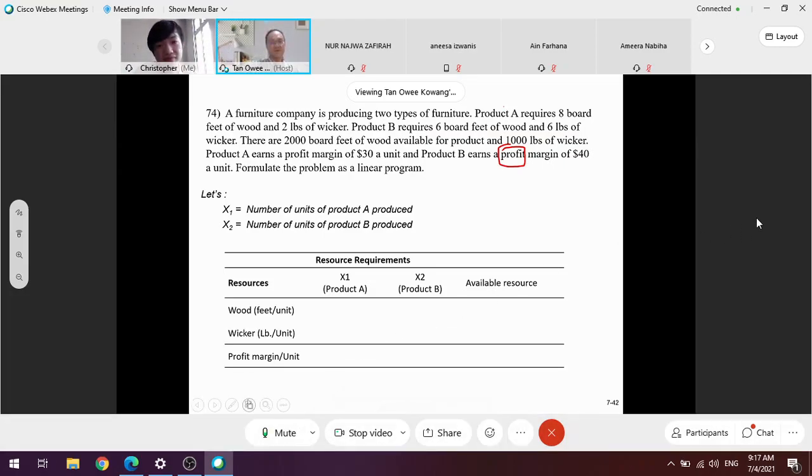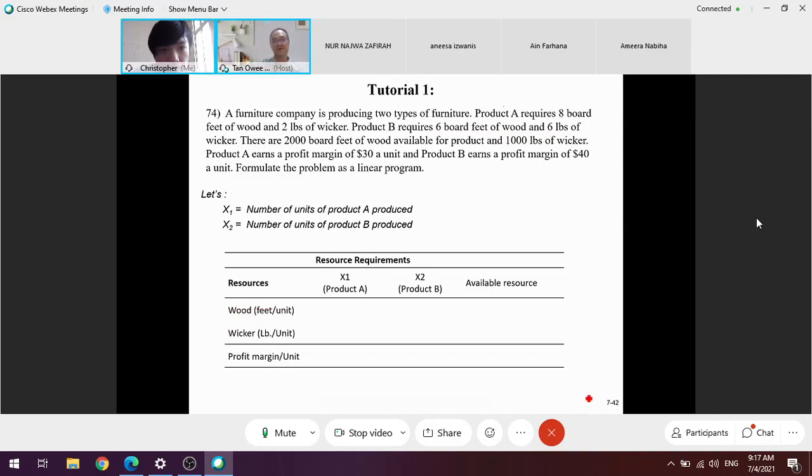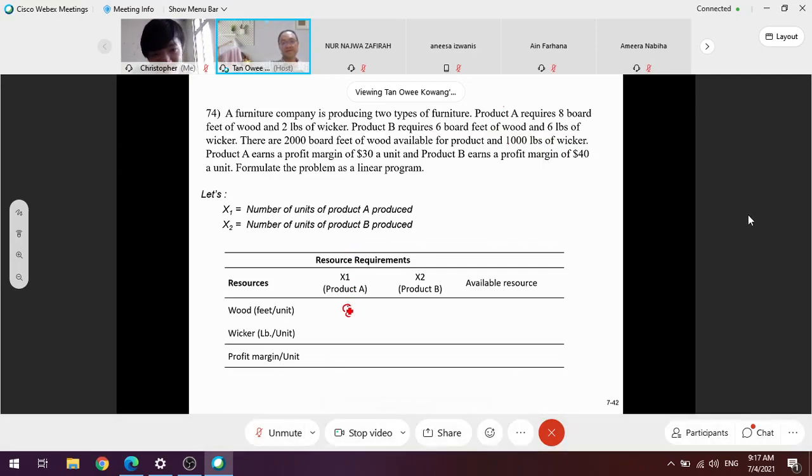So next, once you have this table, I would suggest you do it this way. You go through the question again and fill in the numbers. And you cancel whatever number that you have filled in. Example, there's no number here. Okay, product A requires 8 board feet. Product A, which is X1, requires 8. So keep it as a habit. Always keep a habit. 8, already filled, cancel. There's wood and 2 pounds of wicker. 2. And then don't forget to get the unit written there.